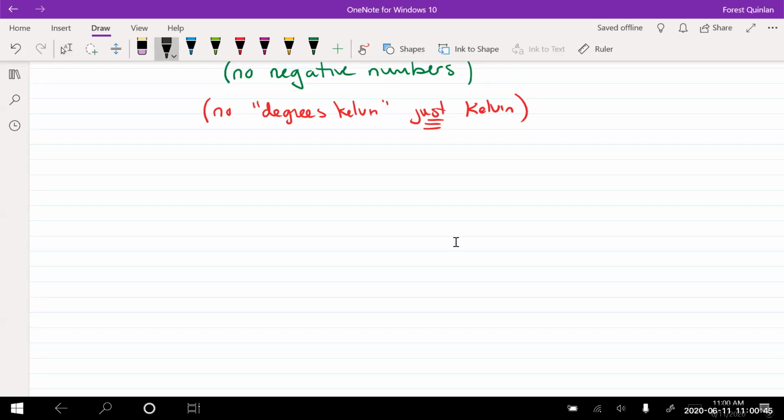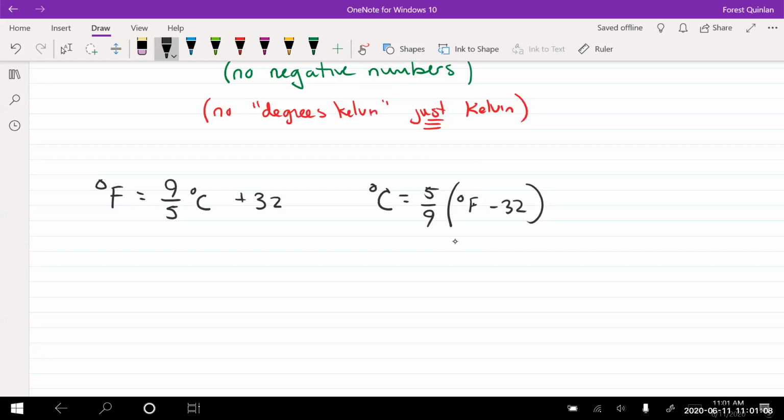We got some equations. Degrees Fahrenheit is equal to 9/5 times the degrees Celsius plus 32. Degrees Celsius is equal to 5/9 times (degrees Fahrenheit minus 32). Those are in parentheses. And finally, Kelvin is equal to degrees Celsius plus 273, or if you really want to get down to it, 273.15. I don't care which one you use.